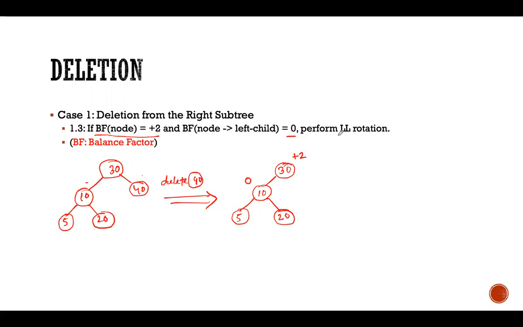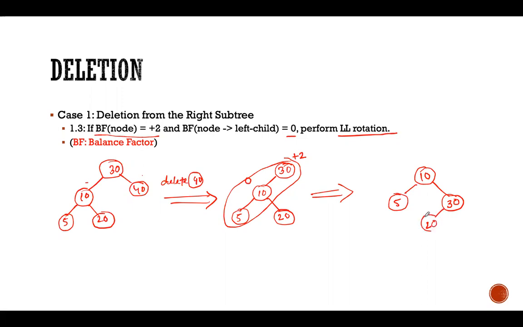So in this case also, we're going to do an LL rotation. LL rotation means we're going to consider these 3 nodes only, and that will become like 10. 10 has the left child 5, and 30 will become the child of 10. Now the right child of 10: 10 already has a right child, so 20 will become the left child of 30.